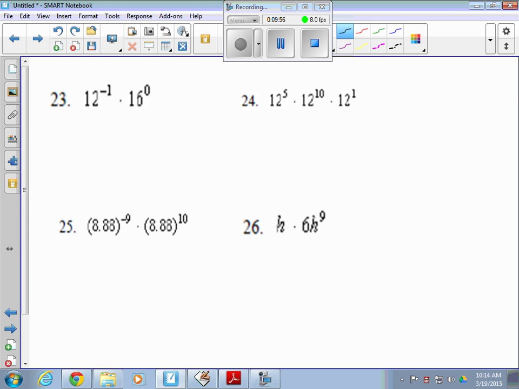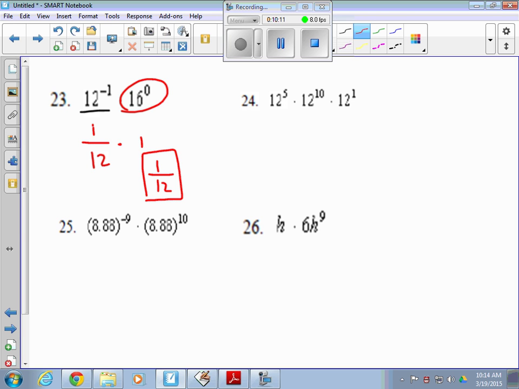12 to the negative 1 times 12 to the 0. This rides the elevator and goes down. 1 over 12 times anything to the 0 power is 1. 1 over 12 times 1 is simply 1 over 12.